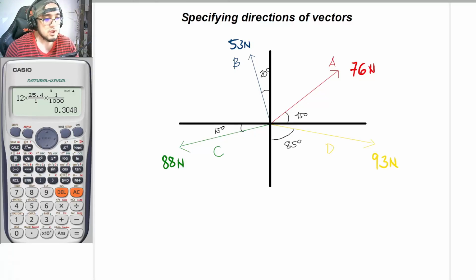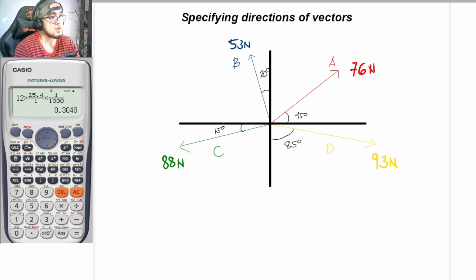Hello again, so continuing where we left off a while ago, now let us specify the directions of your vectors. Let's say that this is now to be your vector A, this is now to be your vector B, this is now to be your vector C, and this is now to be your vector D. So how can we name them?